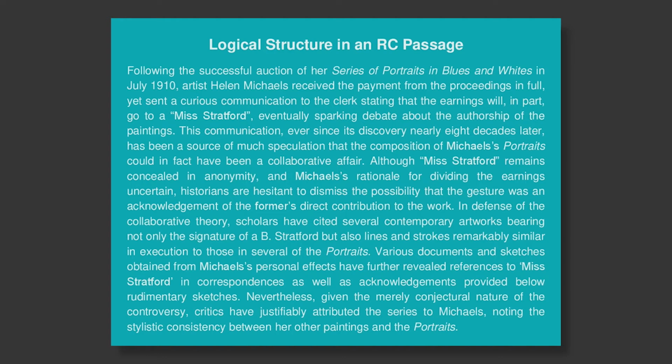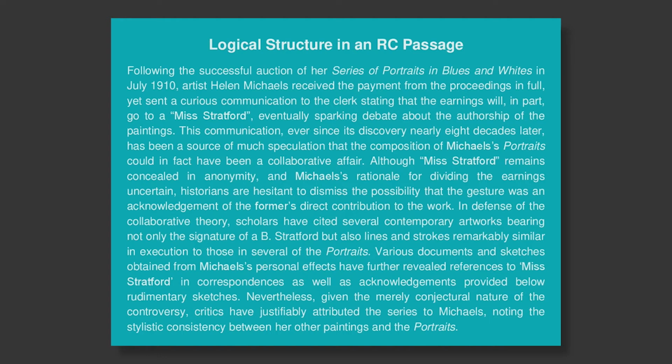Who's the former over here? It's the first person mentioned in the sentence. Of two people, the former is the first person and the latter would refer to the second person. Over here, the first person was Miss Stratford. So the former, that is Miss Stratford's direct contribution to the work. So historians are starting to wonder, they don't want to just dismiss, maybe she really did contribute. Maybe she did something over here. Why else would Michael's want to give her some of the money? So historians want to look into this, right?